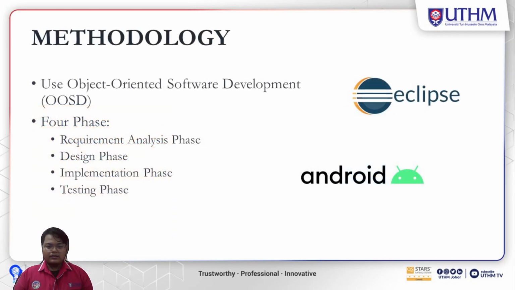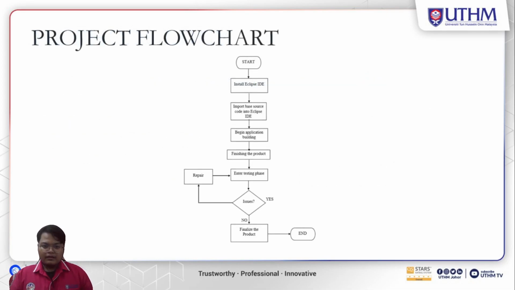Okay, for the methodology, we use Object-Oriented Software Development (OOSD), which consists of 4 phases. The first one is the requirement analysis phase, the second one is the design phase, the third one is the implementation phase, and the fourth one is the testing phase. For building this application, I use Eclipse IDE and Android Studio. This is the project.